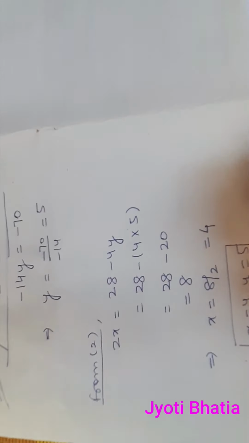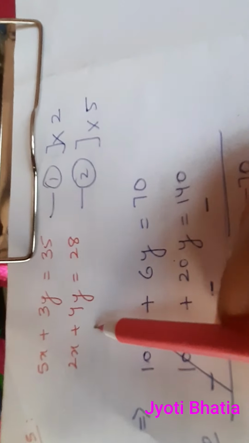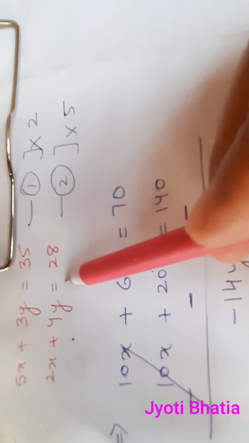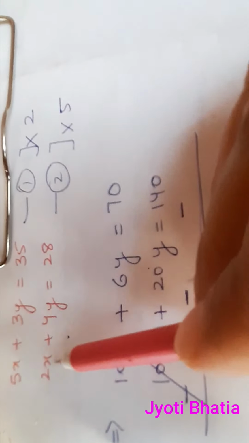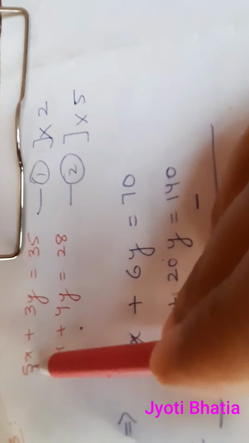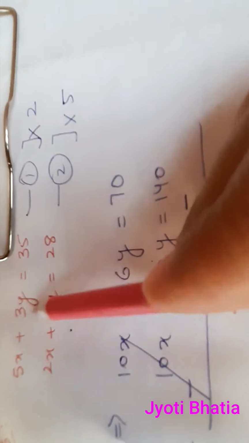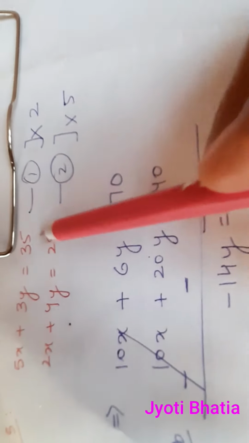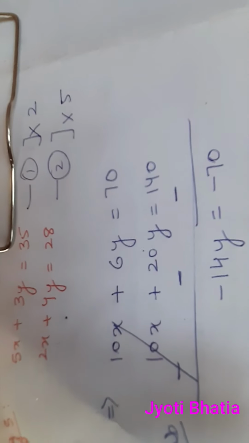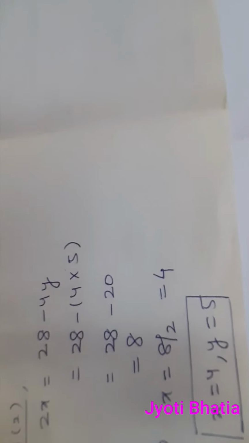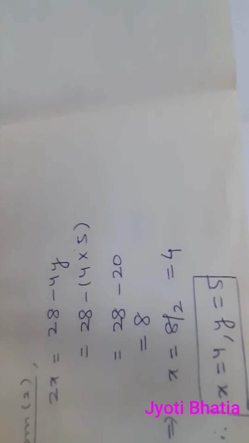But the best part is you can always cross check your answer. Put x equal to 4, 4 into 2, 8. y is equal to 5, 5 into 4, 20. 8 plus 20, 28. Here also 5 into 4, 20. 3 into 5, 15. 20 plus 15, 35. You can always cross check your answer in case of a pair of linear equations. If you do not satisfy the equations, then cross check your calculations. Fine.